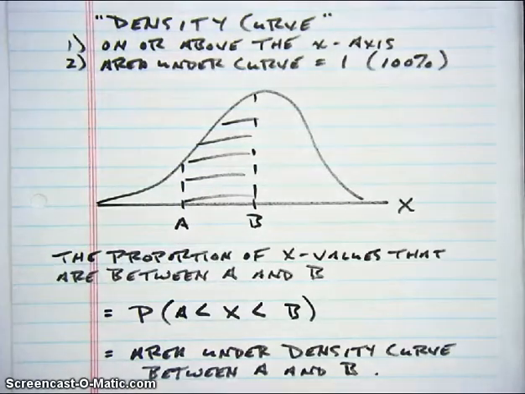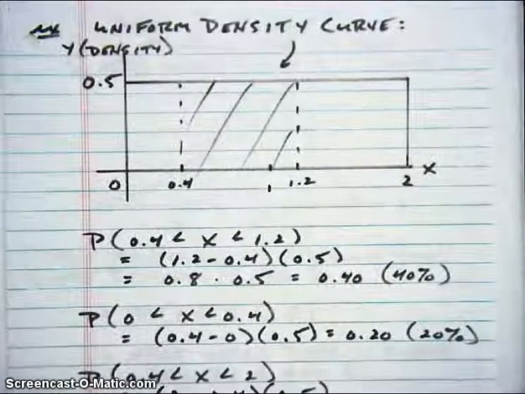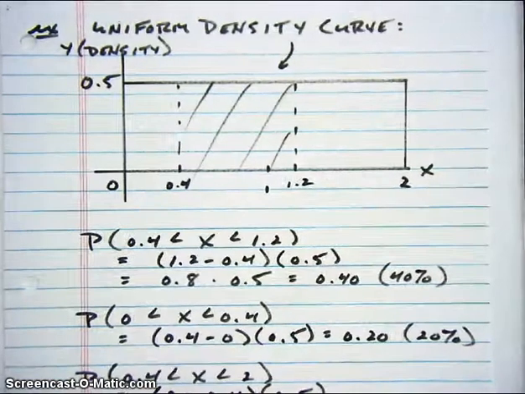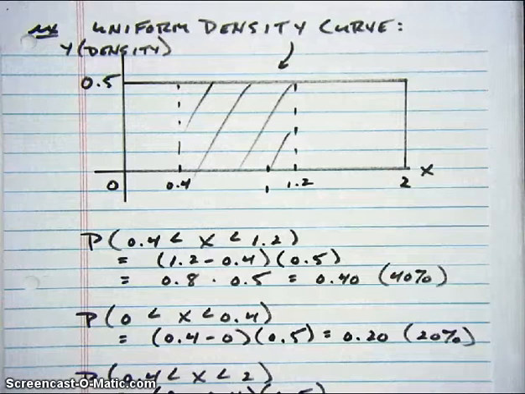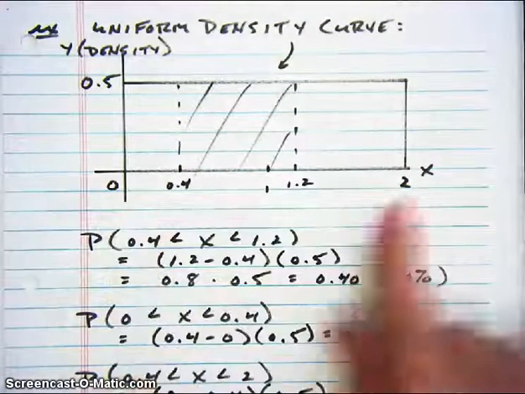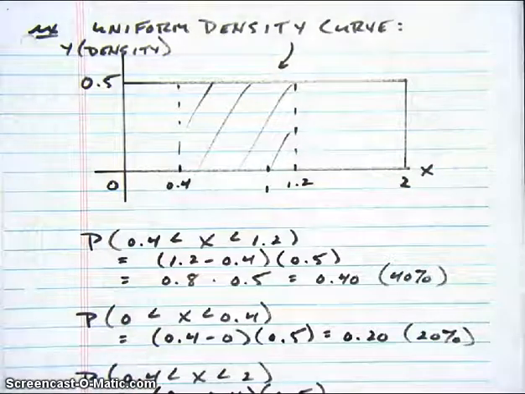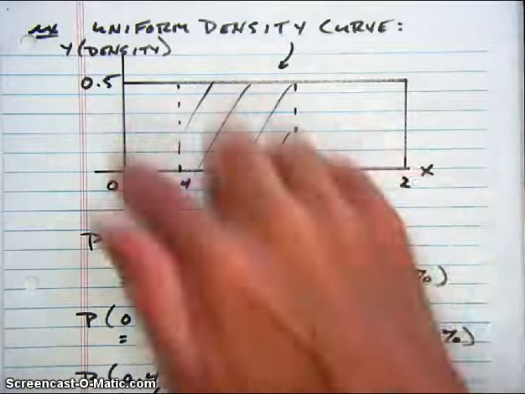We'll do a couple of examples to see how this works. Here is a uniform density curve, and you can see it has a flat top. It lies on or above the x-axis. The area under the curve is 1, as you can see. The area is rectangular. It has a length of 2, a height of 0.5, and 0.5 times 2 is 1. So the area of this rectangle is 1.